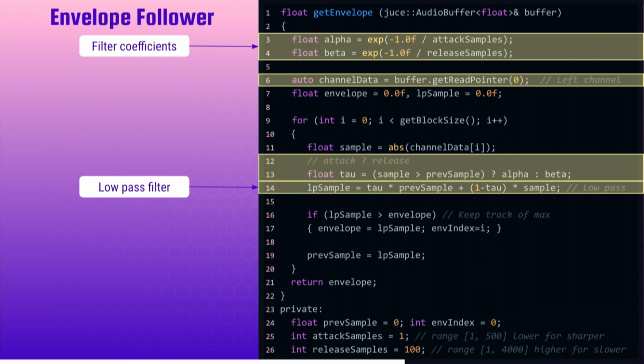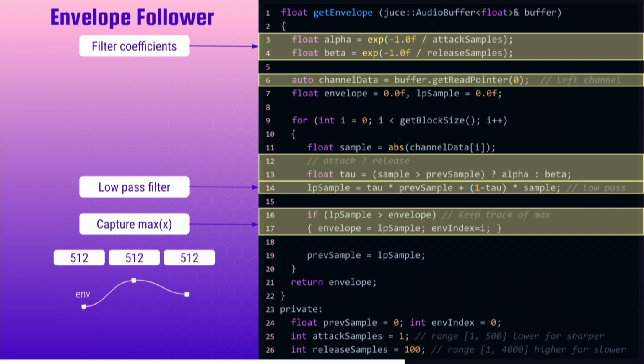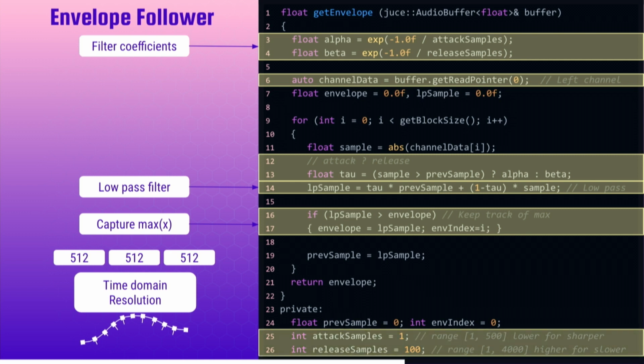The different coefficient, and we'll apply the low-pass filter. In this case, we are looping over all the samples in the block, so I'm going to only capture the maximum level. So I will have one value of the envelope per block, but this is all totally up to you. We are going to decide the time domain resolution of our control signal, so we can capture a lot more values in this case and save them as MIDI events.